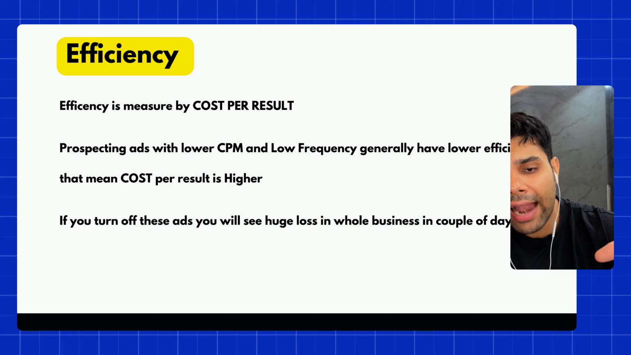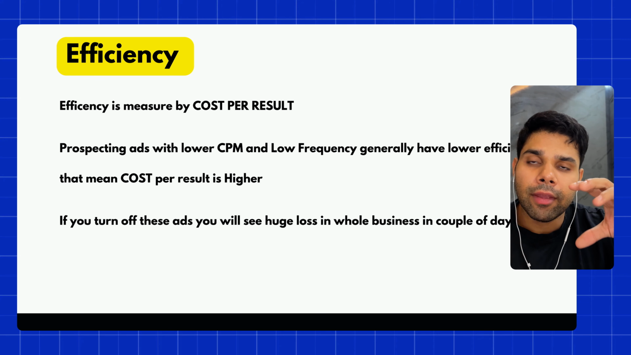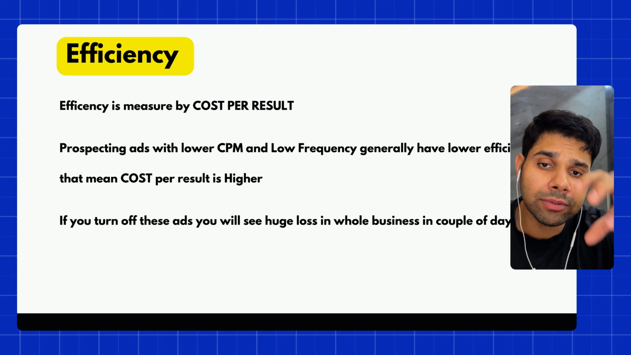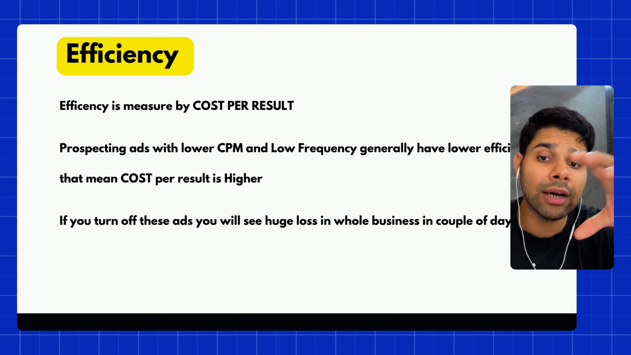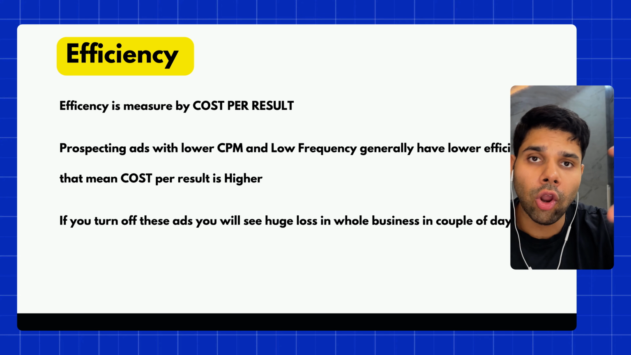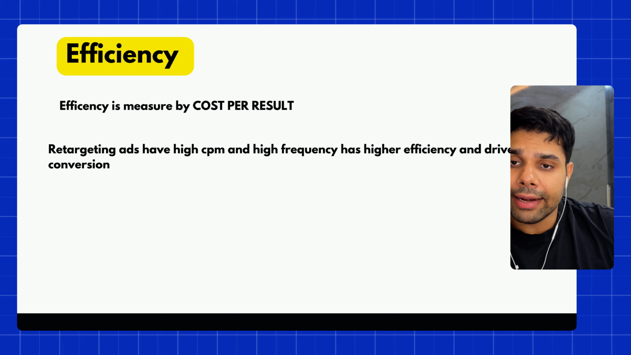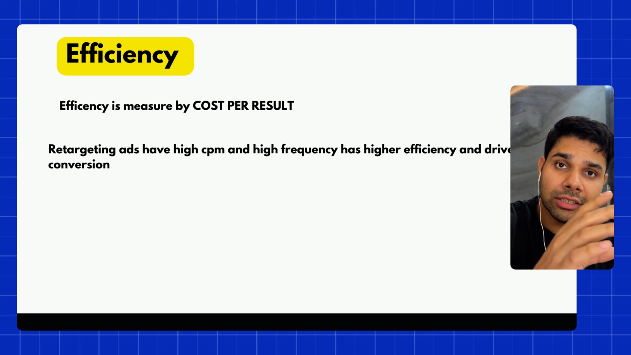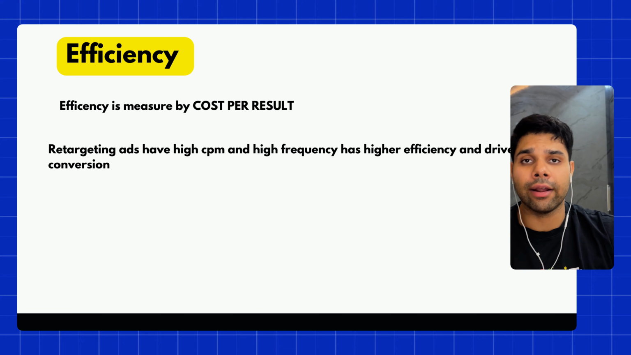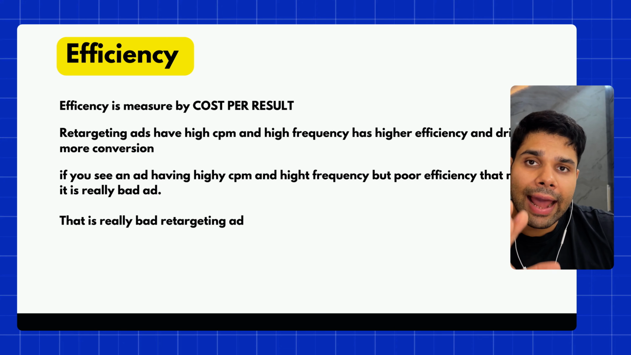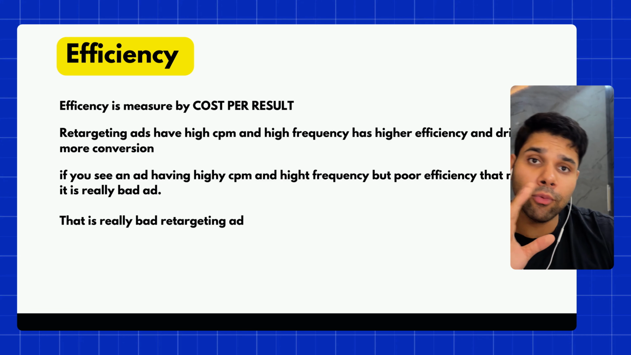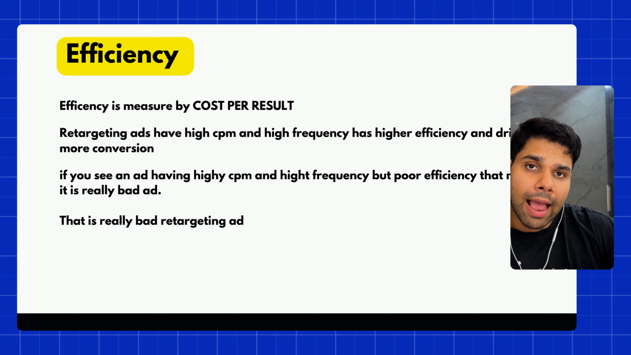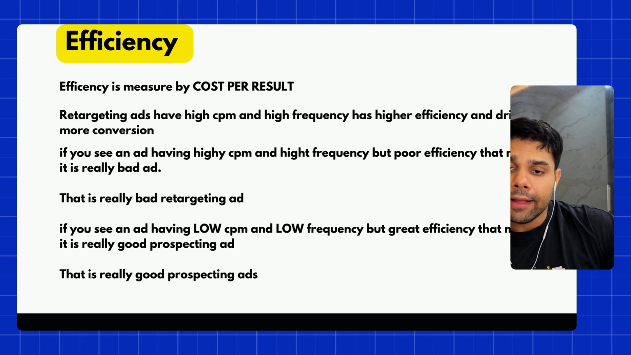If you turn off these ads, where the cost per result is higher, your CPMs are low and your frequency is low, you will see a huge loss in the whole business in a couple of days. Retargeting ads have high CPM, high frequency with higher efficiency and drive more conversions, right? If you see an ad having high CPM, high frequency but poor efficiency, that means it is a really bad ad, and it is not good for retargeting either.